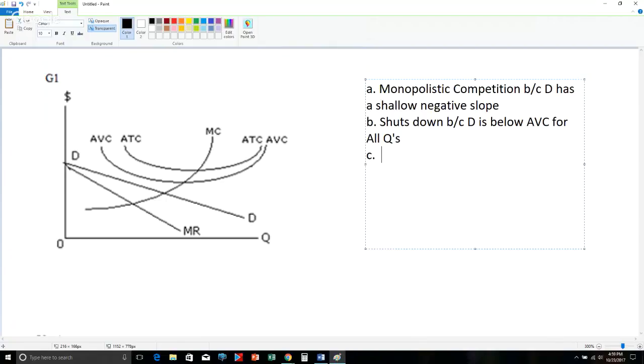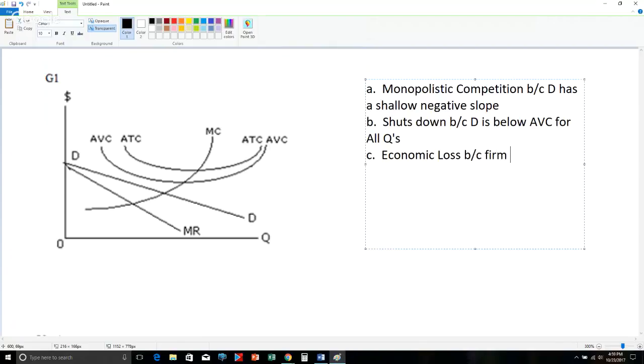Now part C, we worked on this with our table problem. Anybody remember what happens when the firm shuts down when it comes to a profit or a loss? Well, the firm produces no output, but it still has to pay costs. Since the quantity of output sold is 0 units, the total revenue is $0.00, but the total cost is equal to the fixed costs. So we're going to have an economic loss. We know this immediately when the firm shuts down, so it's because B/C, firm shuts down.